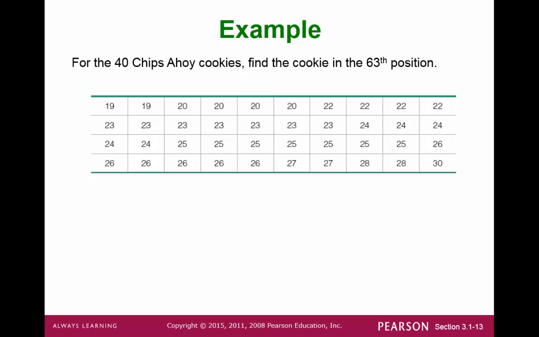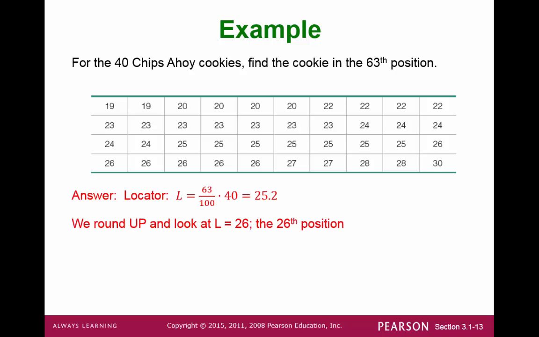For example, if we look at those 40 cookies again and we want to find how many chips are in the cookie in the 63rd percentile, we use the locator function. 63 over 100 times n, which is 40. We get 25.2. Since this is not a whole number, we round up to 26 and look for the number in the 26th position. That number is 25.